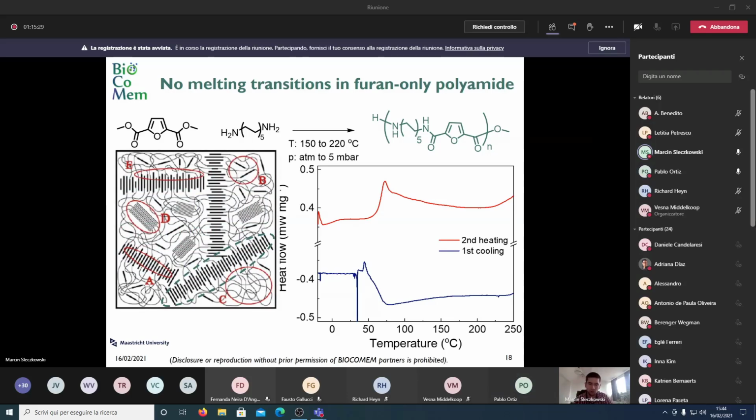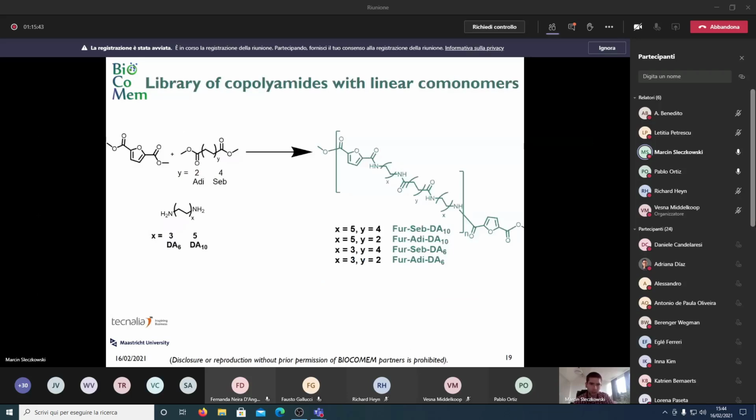Therefore, next to those studies on how to essentially remove this free amine group from the end of the chain, we've also been developing a library of those polyamides with linear comonomers, which are based either on adipic or sebacic acid derivatives, which are known to basically bring crystallinity into the polyamides. Adipic acid is one of the monomers of nylon 6,6, which is known to be a semicrystalline polyamide, and that's essentially the same for sebacic acid-based polyamides.